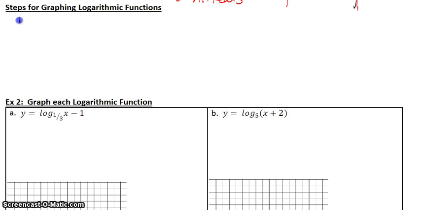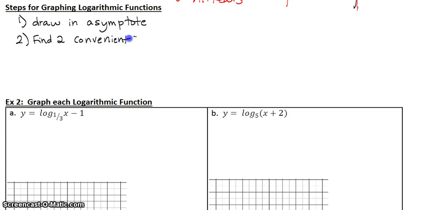Step 1, we're going to draw in our asymptote line. And remember, the asymptote line was x equals h, and it's the opposite of what you saw for h. So if I saw plus a number, it'd be a negative. So step 1, draw in an asymptote. Step 2, we're going to find 2 convenient points to plot, using your log knowledge.